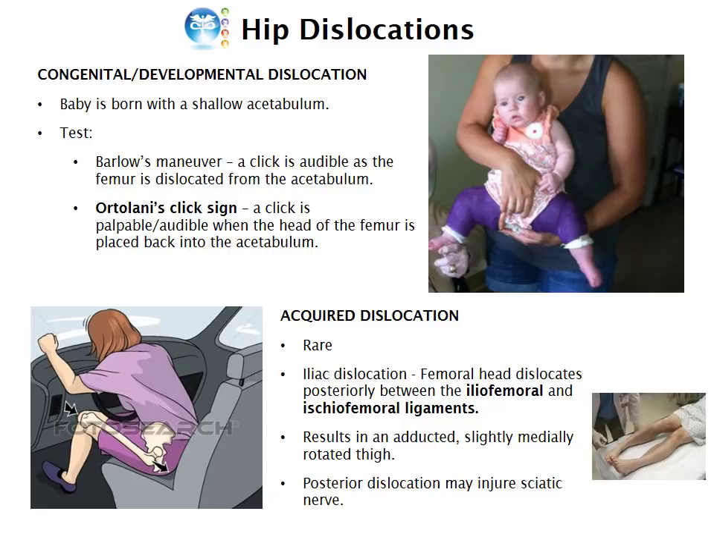An acquired dislocation typically occurs during high impact injuries such as an automobile accident or during a landing from a fall from a great height. The femoral head dislocates, usually in a posterior direction between the iliofemoral and ischiofemoral ligaments. Once dislocated, the thigh assumes a position of slight adduction and internal rotation.